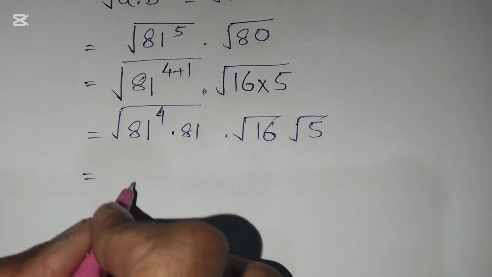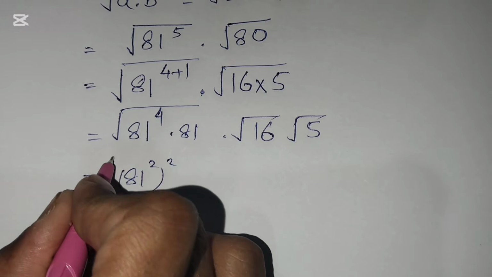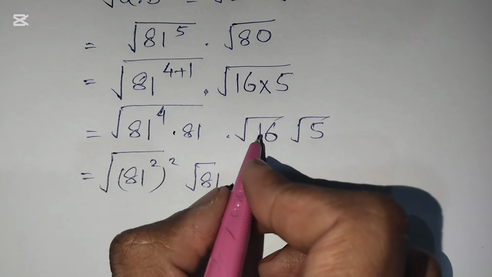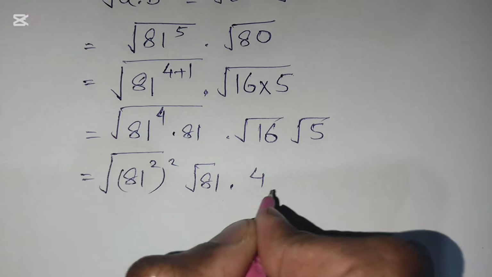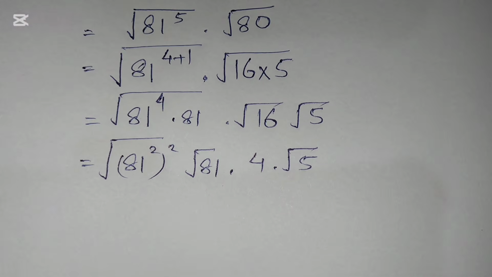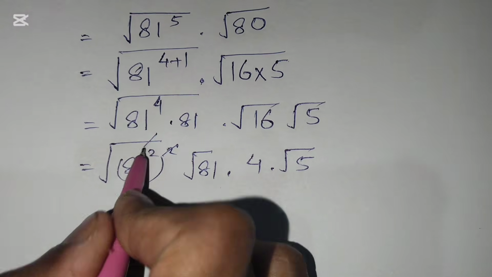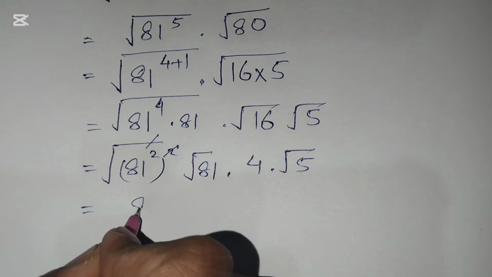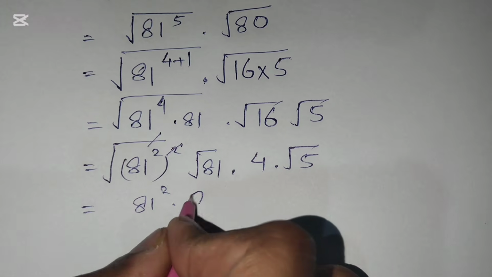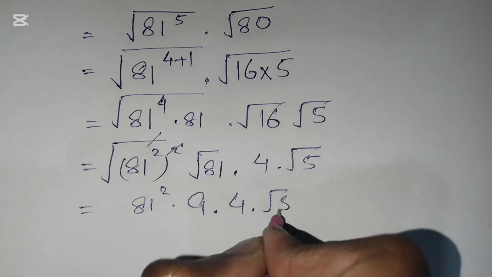So this can be written as 81 square, whole square root of 81. And what is square root of 16? It is 4, times square root of 5. Now we cancel this square with the square root. We get 81 square, and square root of 81 is 9, times 4 times square root of 5.